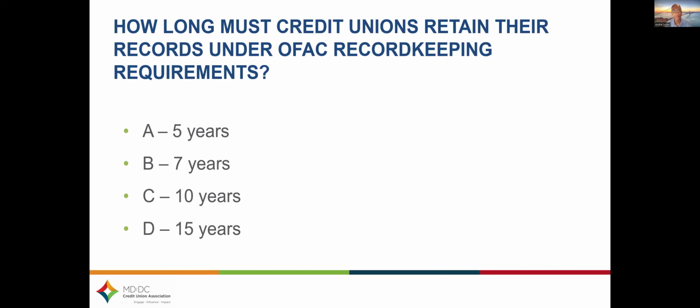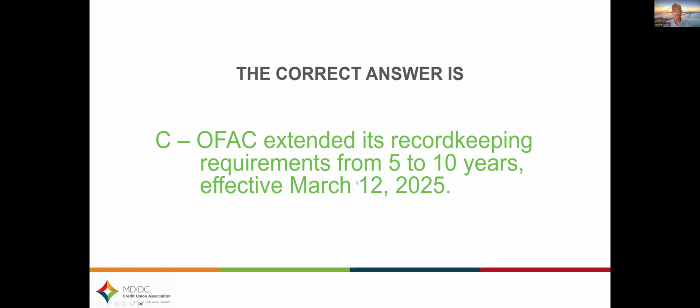Oh, another quiz. Wow, I thought we were about through with quizzes. How long must a credit union retain their records under the OFAC requirements? Is it 5 years, 7 years, 10 years, or 15 years? I think the quiz master might have missed this one, so we'll have to give this one to everyone as well. Everybody knows the answer for that one is 10 years. It changed from 5 years to 10 years in March of this year.